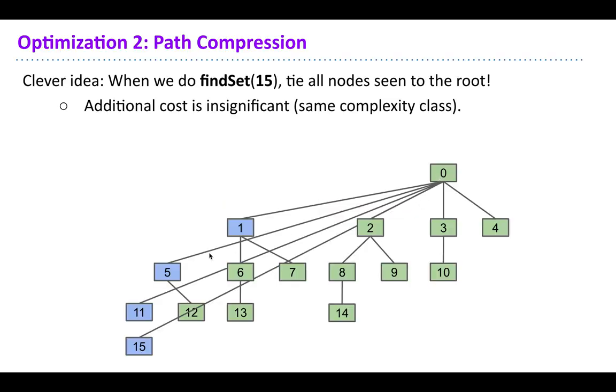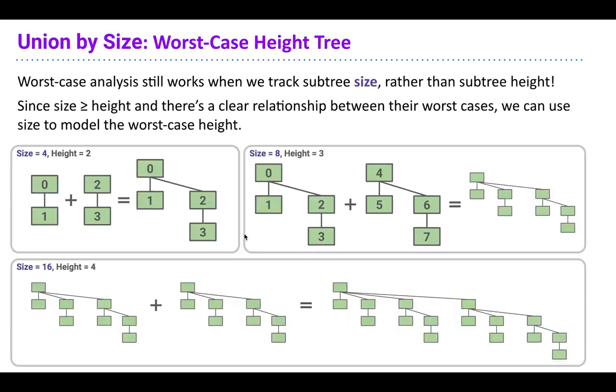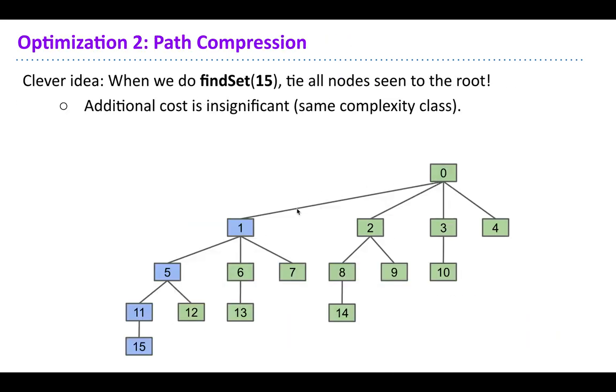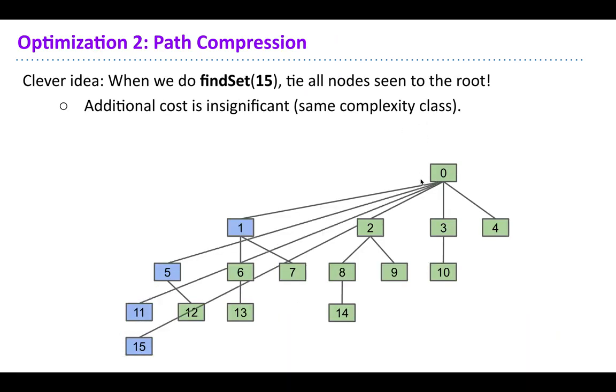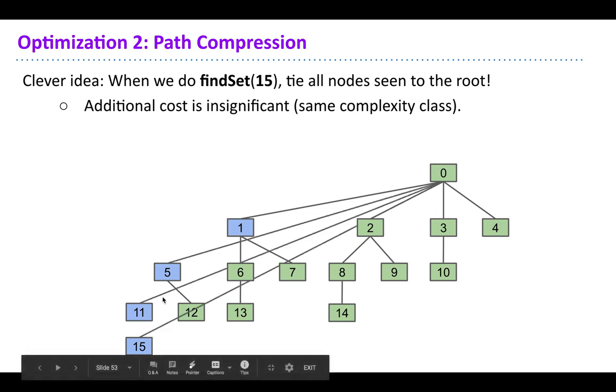And what you'll see is that the height actually gets smaller now. Instead of having this branch with height 4, our max height once we connect everything is only 3. The height actually decreases. And if I called find set of 11 after this, it's going to be really fast because it's just going to point right to the 0.